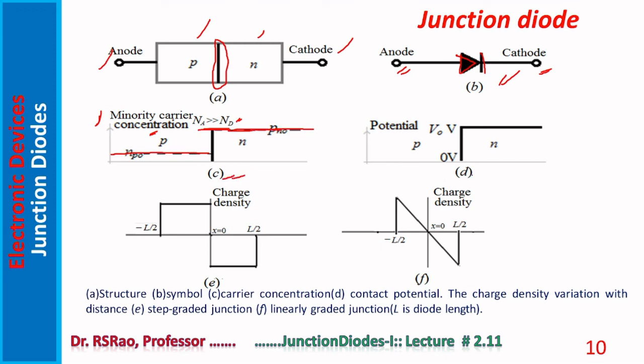That is C. Come to D. Here, built-in potential is shown. P side it is 0, N side it is B. In E is shown charge density. In F also, charge density. What is the difference between E and F? E refers to step-graded junction. Charge density is uniform. You see here, uniform, both sides. In F is shown linearly graded junction. Charge density is increasing linearly like this.